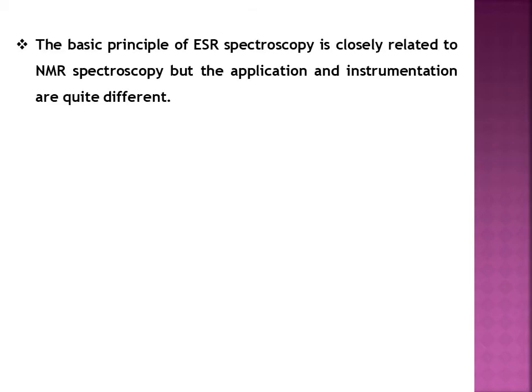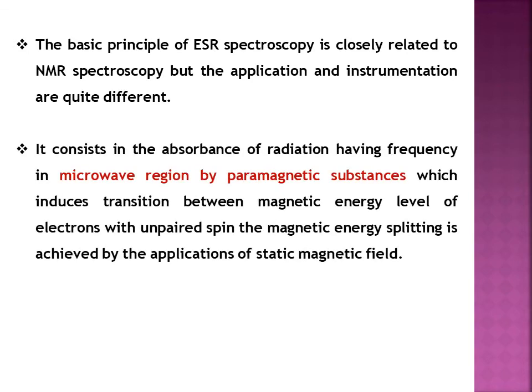The basic principle of ESR spectroscopy is closely related to NMR spectroscopy, but the instrumentation and application are quite different. It consists in the absorbance of radiation having a frequency in the microwave region by a paramagnetic substance, which induces a transition between magnetic energy levels of electrons with unpaired spin. The magnetic energy splitting is achieved by the application of a magnetic field. This is nothing but the interaction of electron spin with the magnetic field, and then it induces transitions.